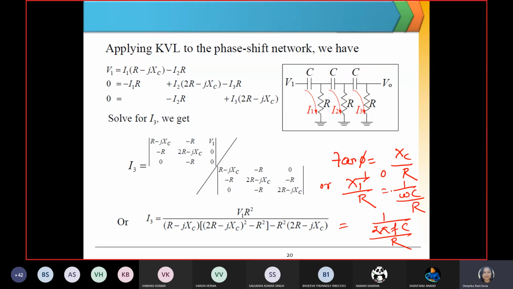Tan phi is also 0, but phi is equal to 0 degree. But when R is equal to 0, tan phi is infinity, which means phi is equal to 90 degree. So therefore the phase shift due to an RC network or RC circuit is always less than 90 degree, guys, and it is a function of the frequency.